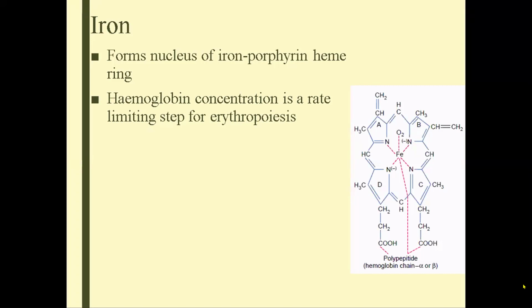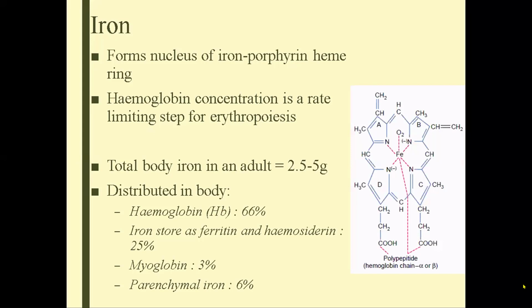So you all know iron forms the core. You can see this is the porphyrin ring of the hemoglobin chain, right? And you can see here the iron forms the core of this porphyrin ring, right? So hemoglobin concentration is a rate limiting step for erythropoiesis. So any decrease in iron level means decrease in formation of the hemoglobin, and hence erythropoiesis is decreased, right?